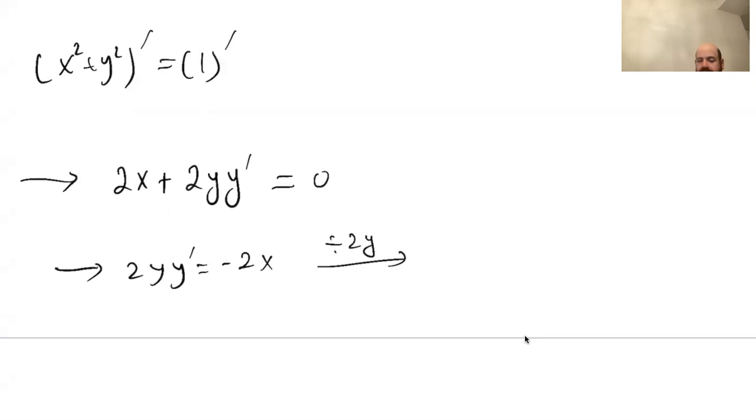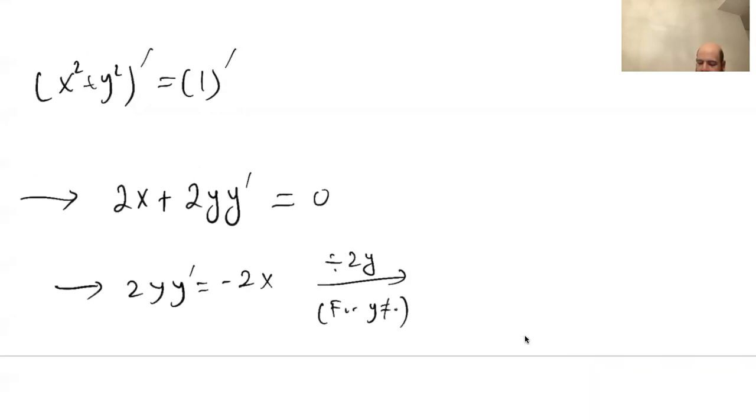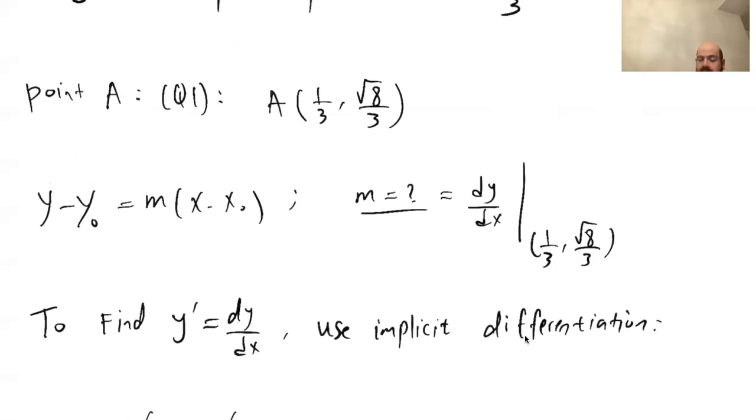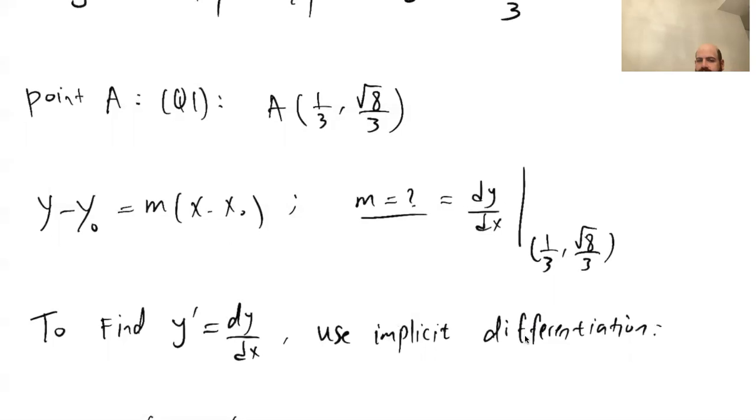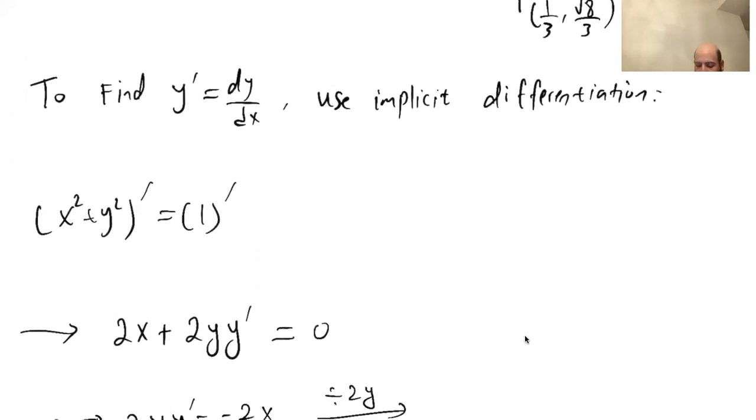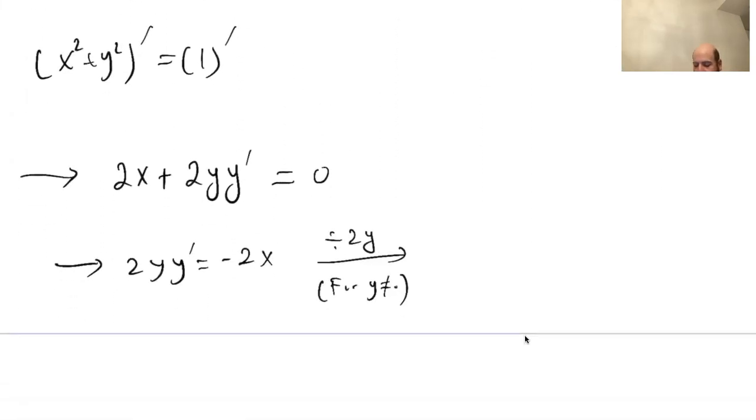Of course, y is not equal to 0. In our case, of course, y is not 0, right? Because ultimately we want to calculate the derivative at this point, 1 over 3 and root 8 over 3, where x and y are both non-zero. So then y prime will be equal to minus x over y.